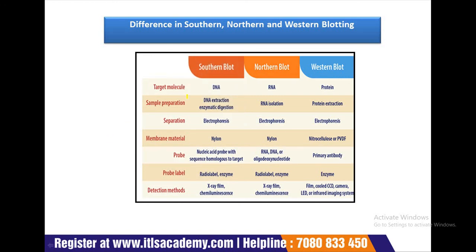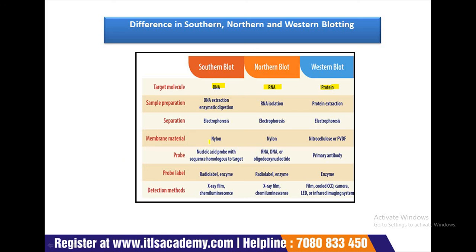So, the difference between Southern, Northern, and Western blotting. We can see in this picture, these are the target molecules. In Southern blotting it is DNA, Northern blotting is RNA, and Western blotting is protein. Sample preparation in Southern blotting is by DNA extraction and enzyme digestion. Northern blotting uses RNA isolation and Western blotting uses protein extraction. Separation is by electrophoresis in all three, so electrophoresis is common to these three blots.